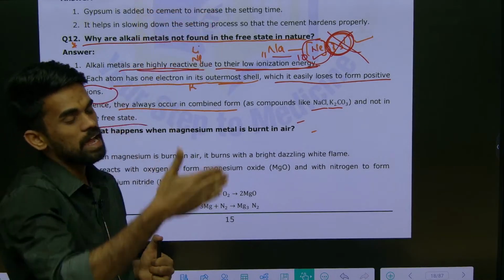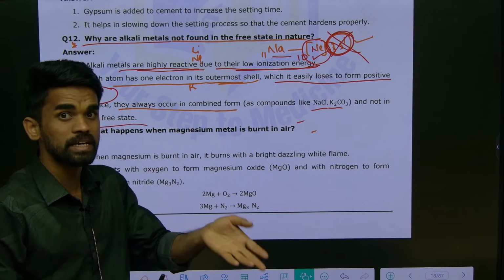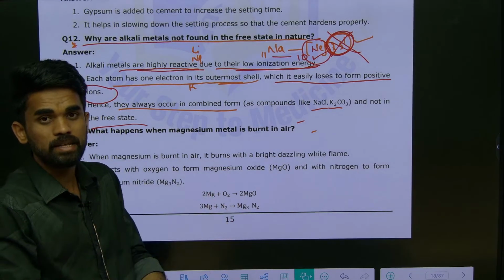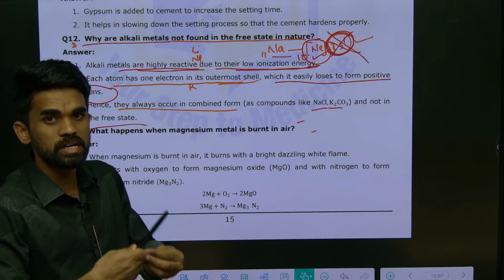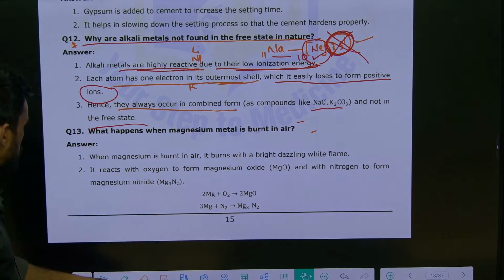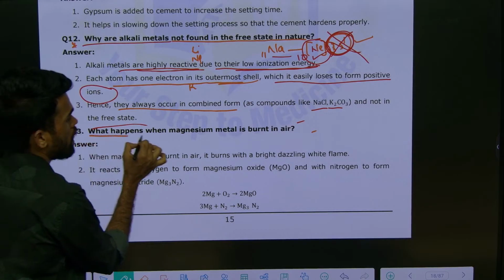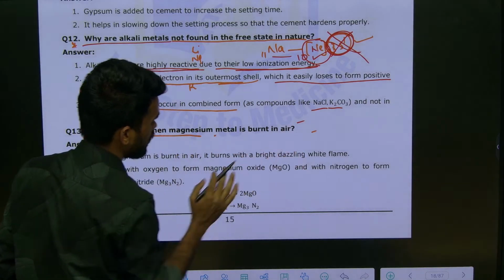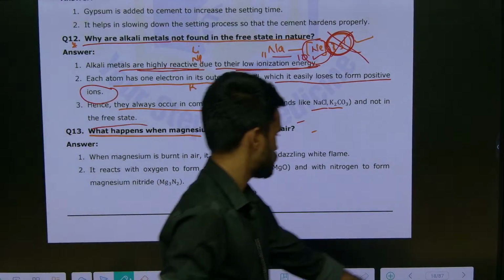Reactivity down the group for alkali metals increases, because of the larger size at the bottom, so more reactivity, because it easily loses its valency electron, that extra electron. Now here we have one more question: what happens when magnesium is burned in air? Already we discussed this question.